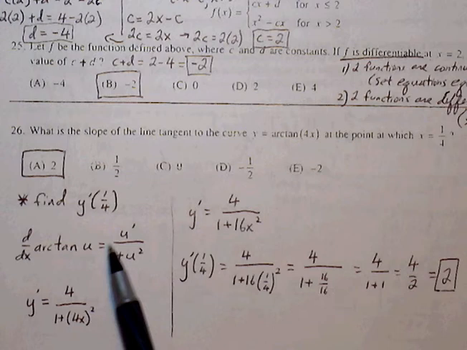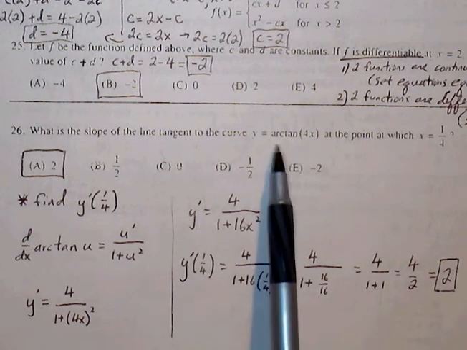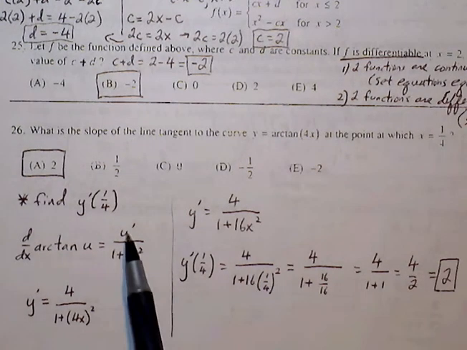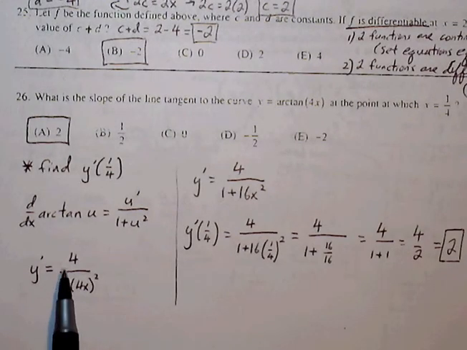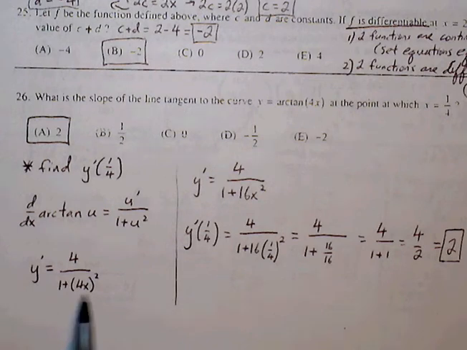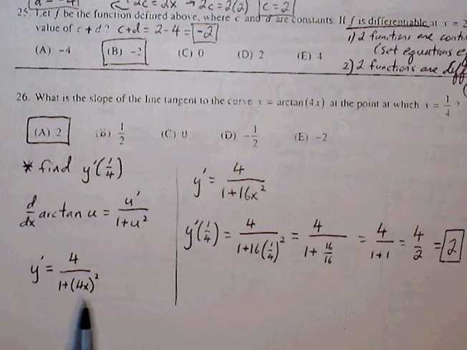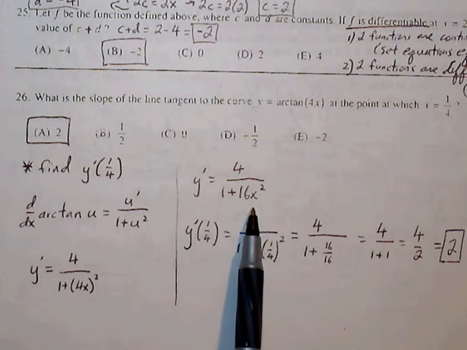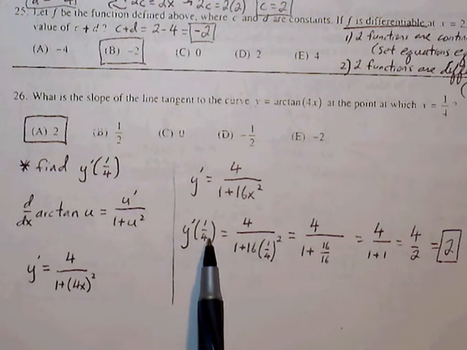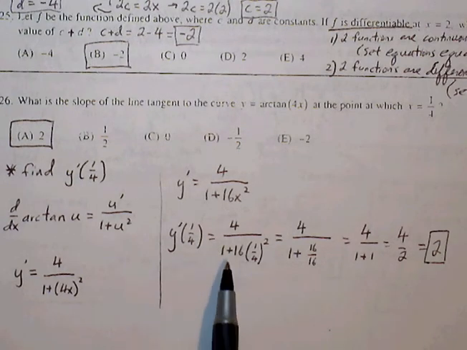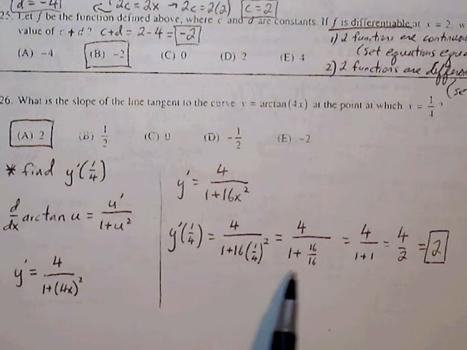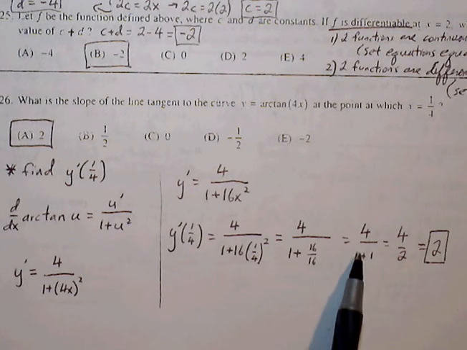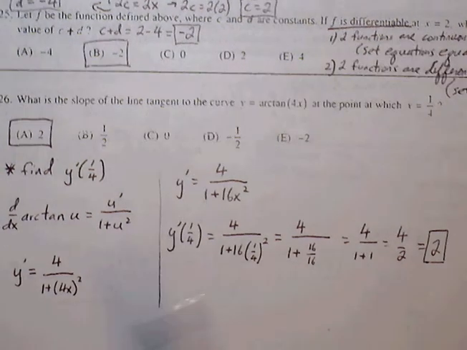First off, let's find the derivative of arc tangent of u, where the rule is u prime over 1 plus u squared. If we match this up, we get 4 over 1 plus 4x squared, and this reduces to 4 over 1 plus 16x squared. We have our derivative. Now we can plug in our x value: 4 over 1 plus 16 times 1/4 squared. This reduces to 16 over 16, which is 1. So 1 plus 1 is 2, and 4 over 2 will give us 2.